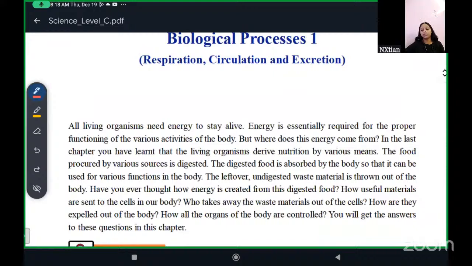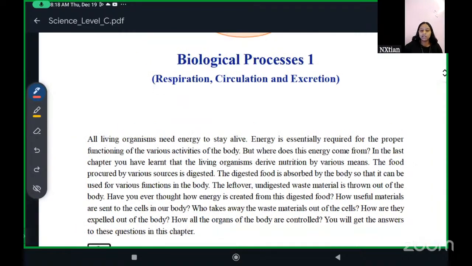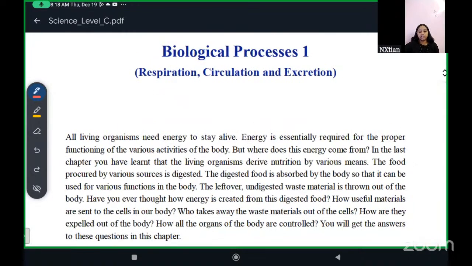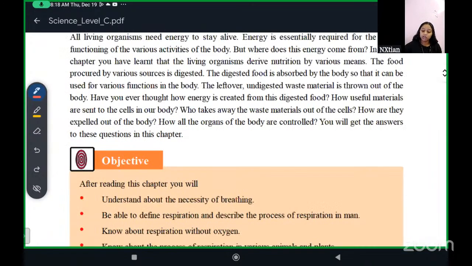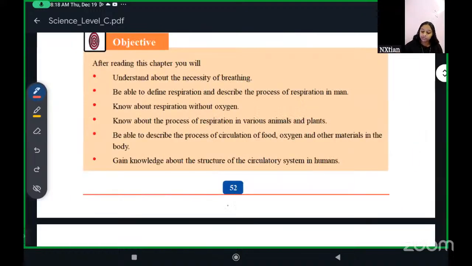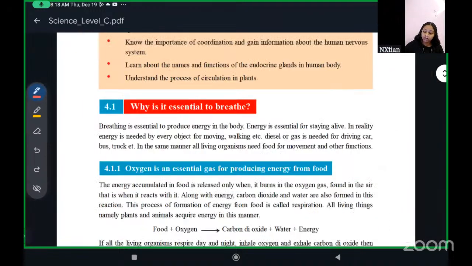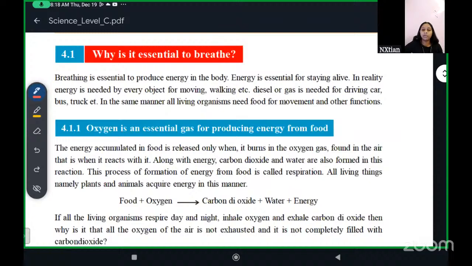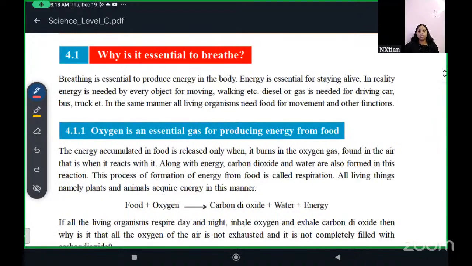Okay, now the fourth chapter, biological processes. We will do its revision. Mainly in this chapter, we'll talk about respiration, circulation, and excretion. The first thing is respiration. Respiration is the process that takes place inside of us, when we breathe in oxygen and breathe out carbon dioxide.